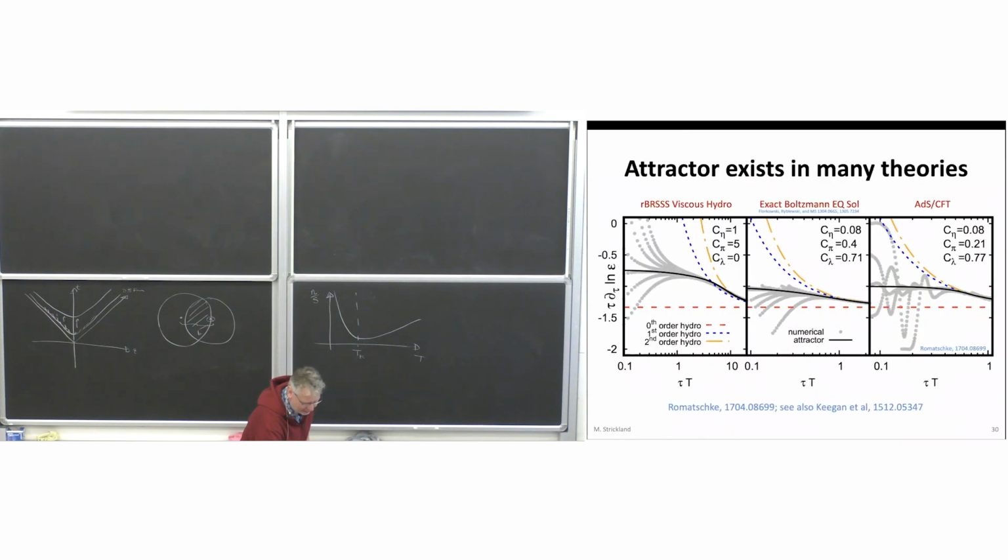All right, so I'm going to finish with this slide, and then we'll take a break. So this is a paper from Paul Romatschke, circa 2017, where it's a different variable that he's plotting here. It's not PL over PT, but it's related to it. It's the upside down version of it. But the black curve is this attractor, and the three different panels are showing you hydro in some framework. I'm not going to try to name all the names there. This was an exact solution to the Boltzmann equation that I made with some collaborators in Krakow, and this is using AdS/CFT.